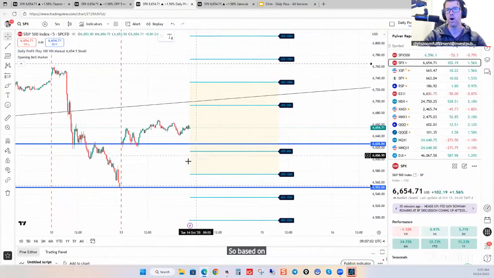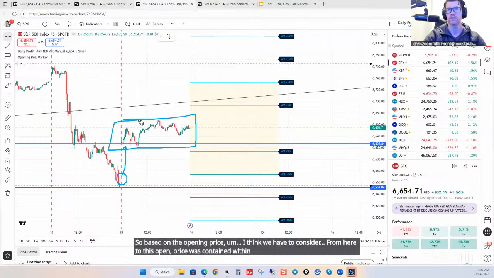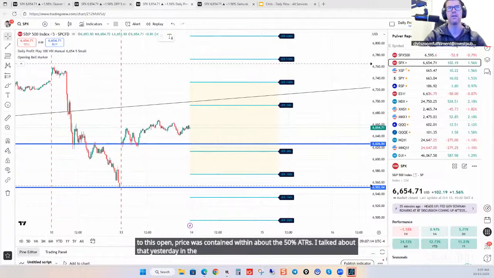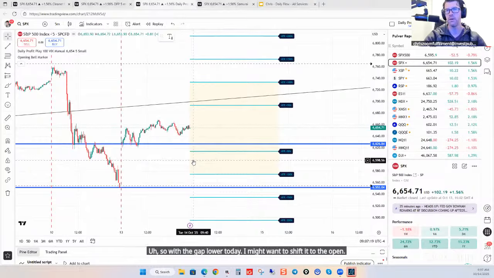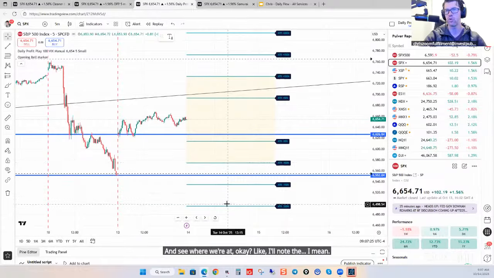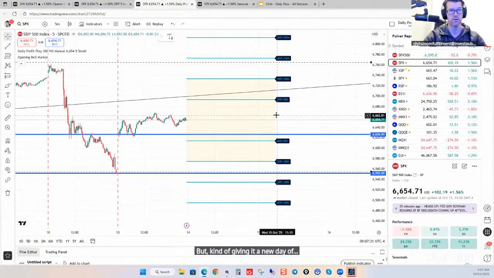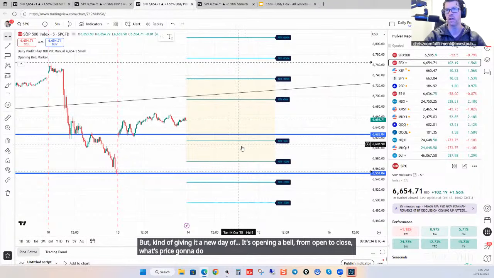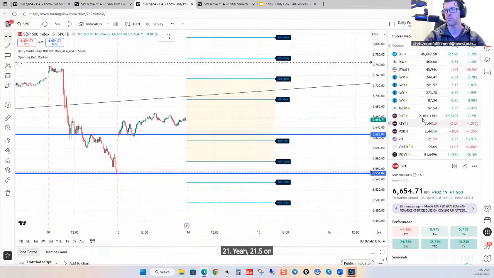Based on the opening price, I think we have to consider that from here to this open, price was contained within about the 50% ATRs. I talked about that yesterday in the Gamma report with Kane. With the gap lower today, I might want to shift it to the open and see where we're at. I'll note the 150 and the 200% ATR based on the close yesterday, but giving it a new day of its opening bell, from open to close, what's price going to do? Likely stay within our VIX box range. But we have an elevated VIX right now. It's over 20, 21. Yeah, 21.5 on the VIX, so it's up 13%.